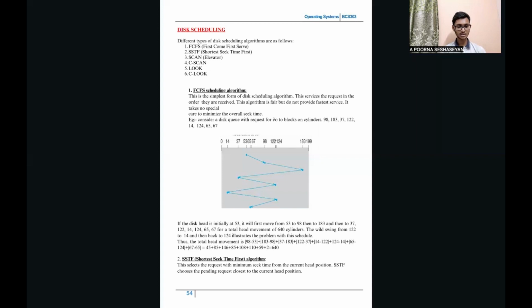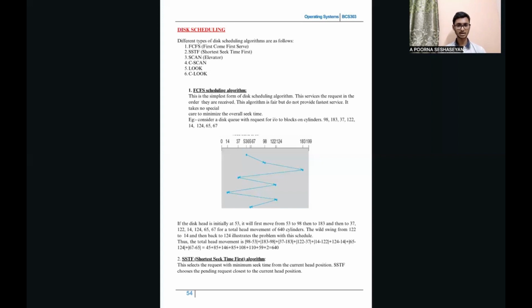This serves the requests in the order they are received. This algorithm is fair but does not provide the fastest service. It takes no special care to minimize the overall seek time. Example: consider a disk queue with requests for input-output to blocks on cylinders, that is 98, 183, 37, 122, 14, 124, 65 and 67.